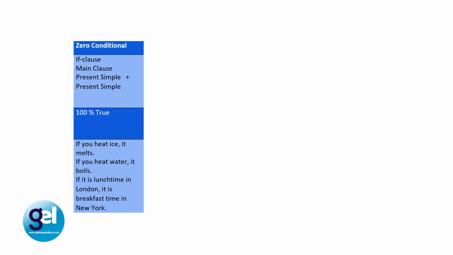So with zero conditional, it's something that's 100% true. If you heat ice, it melts. If it's lunchtime in London, it's breakfast time in New York. And if you heat water, it boils. So we have if plus present simple plus present simple. So definitely the easiest of the conditionals to learn.